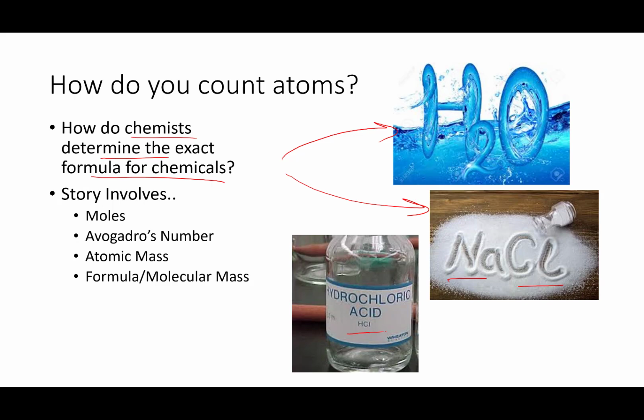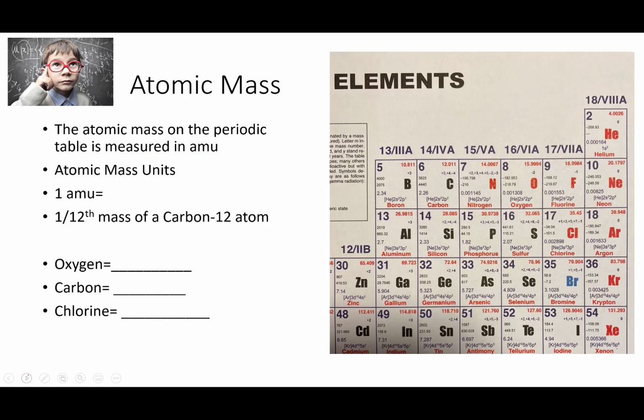Well, it's a complicated story, and before we can really get into that, we have to know a few more pieces, and they involve things called moles, something called Avogadro's number. We have to revisit atomic mass, and then we have to discuss formula and molecular mass. So let's review something that we already know.